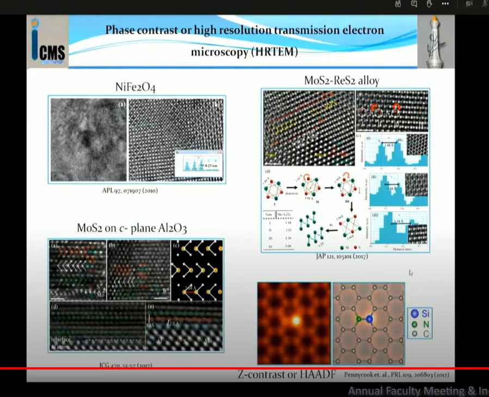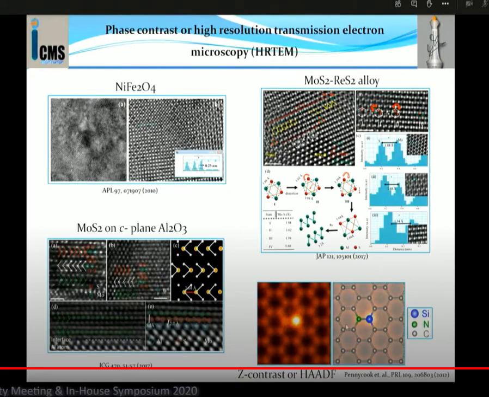Okay, thank you. Phase contrast microscopy in HRTEM gives periodic dots, and these periodic dots represent the lattice structures of the crystals along high symmetry orientations. Here are some examples from our own work: nickel ferrite along the 110 orientation showing the spinel structure and A-site cation defects; 2D material MoS2 grown on a C-plane surface, cross-sectional image showing the stacking and the interfacial binding; and a MoS2-ReS2 alloy showing the phase transition between 2H and 1T.